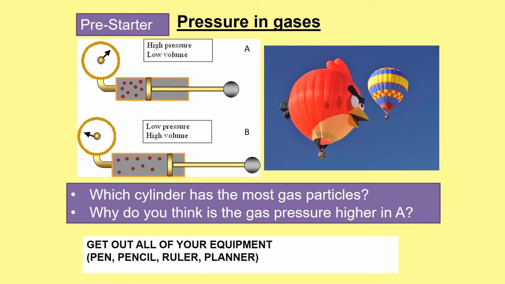Two very quick questions, just using this diagram up at the top here where you've got A and B, and one has a high pressure and a low volume, which is A, and then one has a lower pressure and a high volume. So which cylinder has the most particles, and why do you think A has the highest pressure? I'll give you 2 minutes to have a think about it.